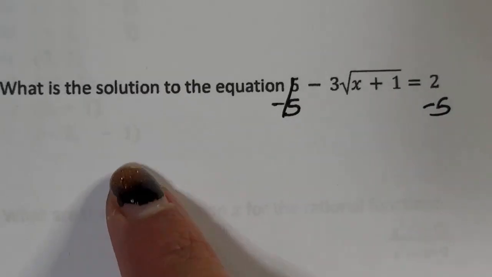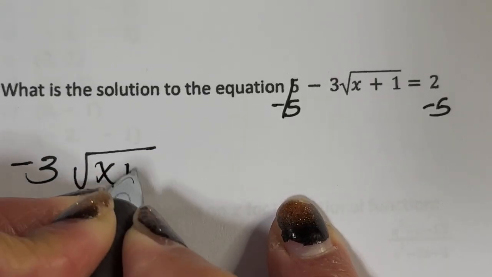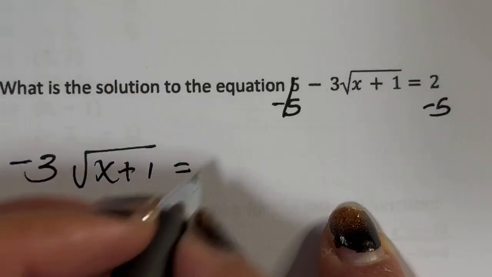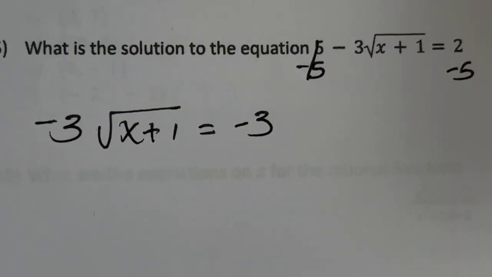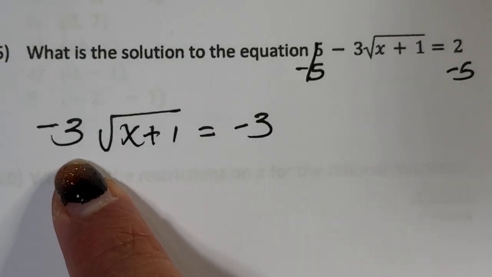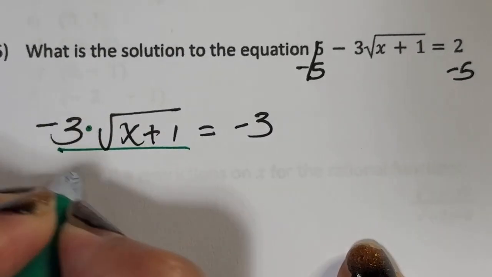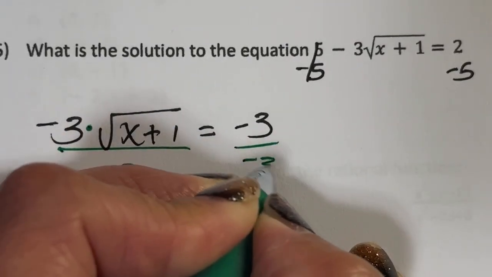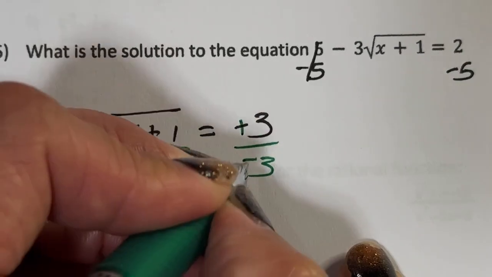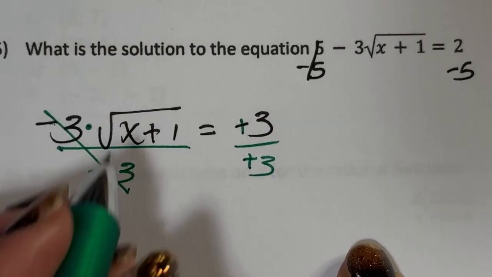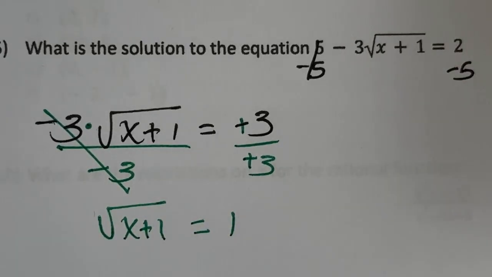I'm going to finish my steps over here. So we're going to have negative 3 square root of x plus 1 equals 2 minus 5, which is negative 3. Okay, now we can get rid of this negative 3. It is next to the radical. Next to means multiplication. You undo multiplication by division. So we're going to divide both sides by negative 3. Negative divided by negative is positive, and 3 divided by 3 is 1. So this is just the square root of x plus 1 equals 1.